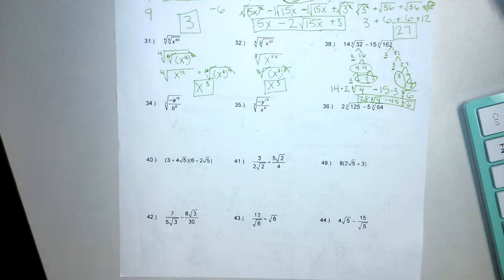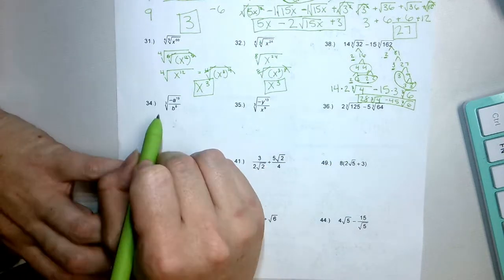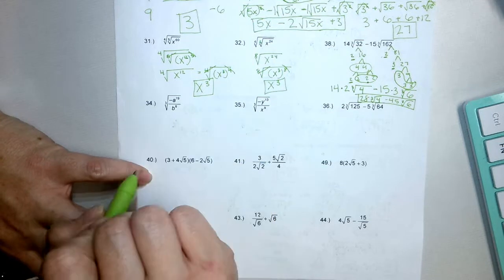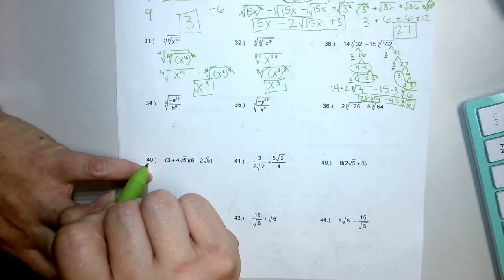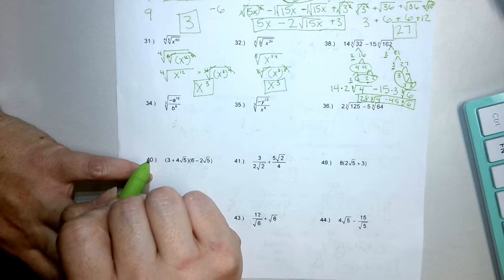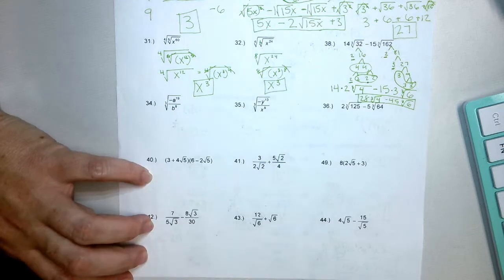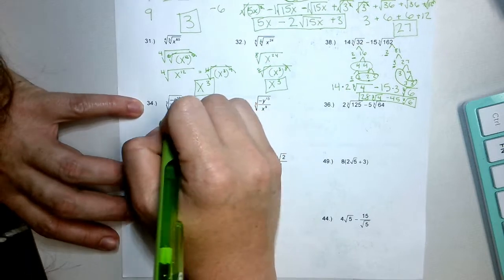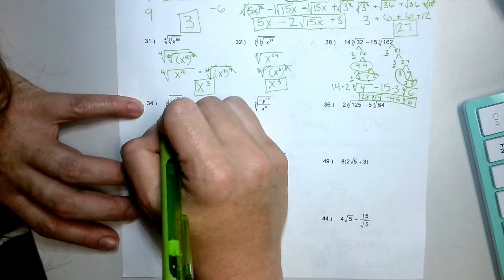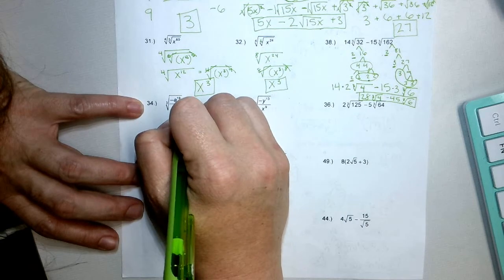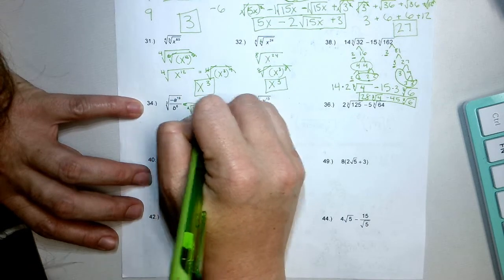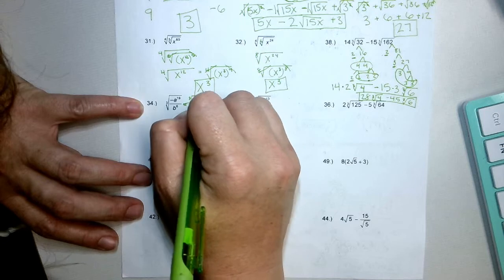Okay, on number 34, we know that we have a cube root. Are negatives okay with a cube root? Yes. As long as it's an odd number root, a negative is allowed. If it's an even number root, is it allowed? No. Okay. So here, I know that this is okay, but I know that I'm not allowed to have a root on the denominator. So I'm going to rewrite this as cube root b to the 6th over cube root negative a to the 19th.